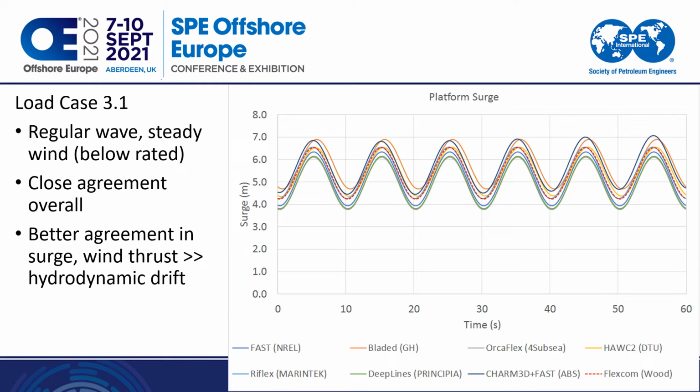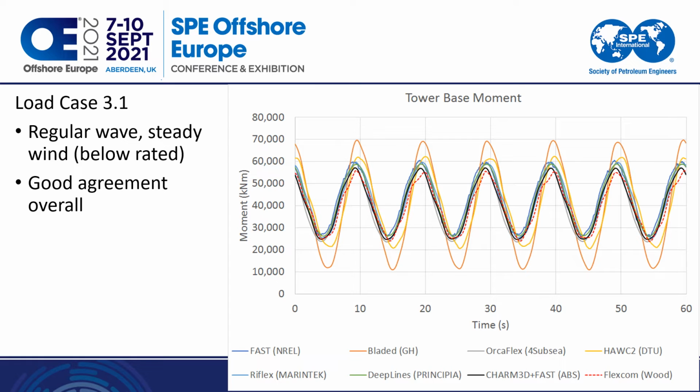We're looking at platform surge this time, and you may recall from the earlier slide that there was some discrepancy in the mean surge position due to the wave drift effects being captured or not captured accurately enough by some tools. When the wind loading is applied, we get a much closer agreement in mean surge because the thrust due to the wind on the turbine is much larger than the hydrodynamic drift. This masks any minor discrepancies which existed in the modelling of low frequency second order drift motions in surge, and we get very close agreement between all the modelling tools here.